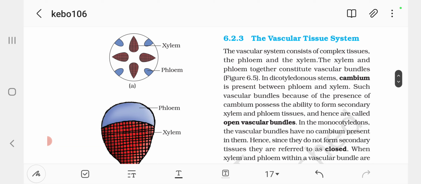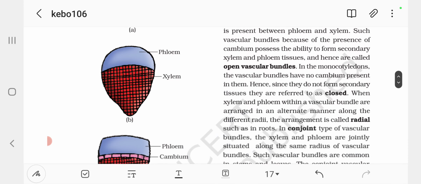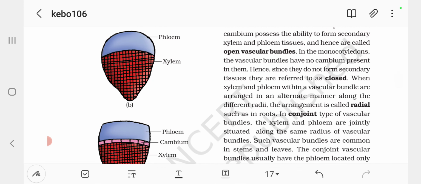6.2.3 The vascular tissue system. The vascular system consists of complex tissues, the phloem and the xylem. The xylem and the phloem together constitute vascular bundles. In dicotyledonous stems, cambium is present between phloem and xylem. Such vascular bundles, because of the presence of cambium, possess the ability to form secondary xylem and phloem tissues and hence are called open vascular bundles. In the monocotyledons, the vascular bundles have no cambium present in them. Hence, since they do not form secondary tissue, they are referred to as closed.